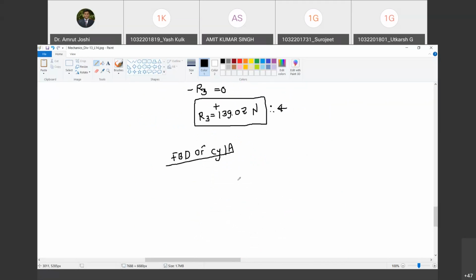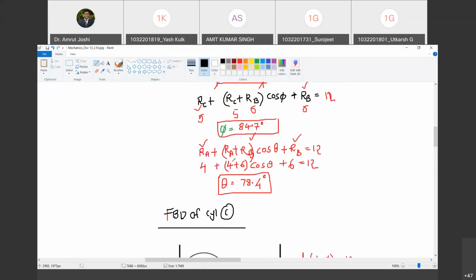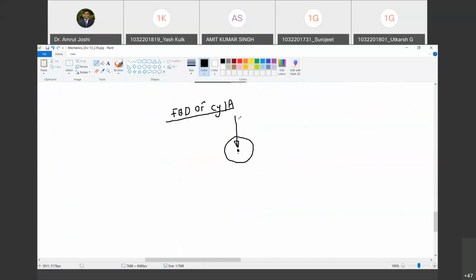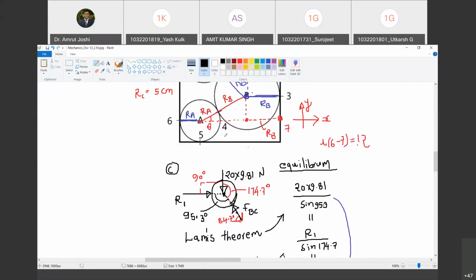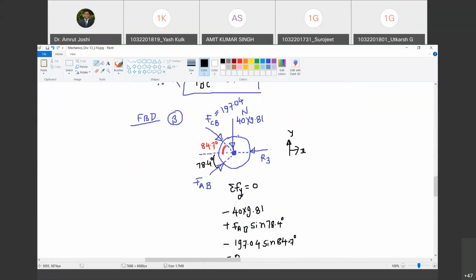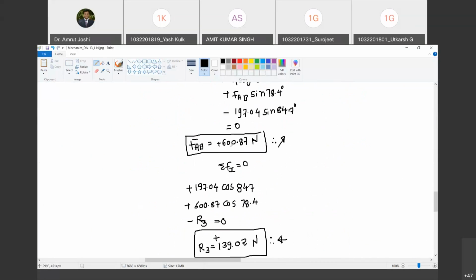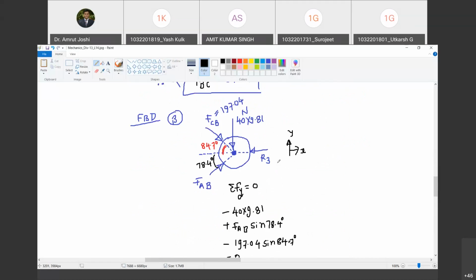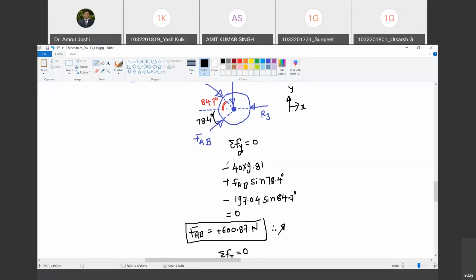So how does the FBD of cylinder A look like? I am freeing it from Earth. I must show what the Earth must have been doing. Earth must have been applying a downward pull of 15 into 9.81. Happy? Yes. 15 into 9.81. Then I must show what sphere B is doing on sphere A. So it must be applying an equal and opposite reaction to FAB. So it is FBA. Are you with me? Yes. FBA. What is the angle made by FBA with reference to horizontal? 78.4. Yes, it is 78.4.